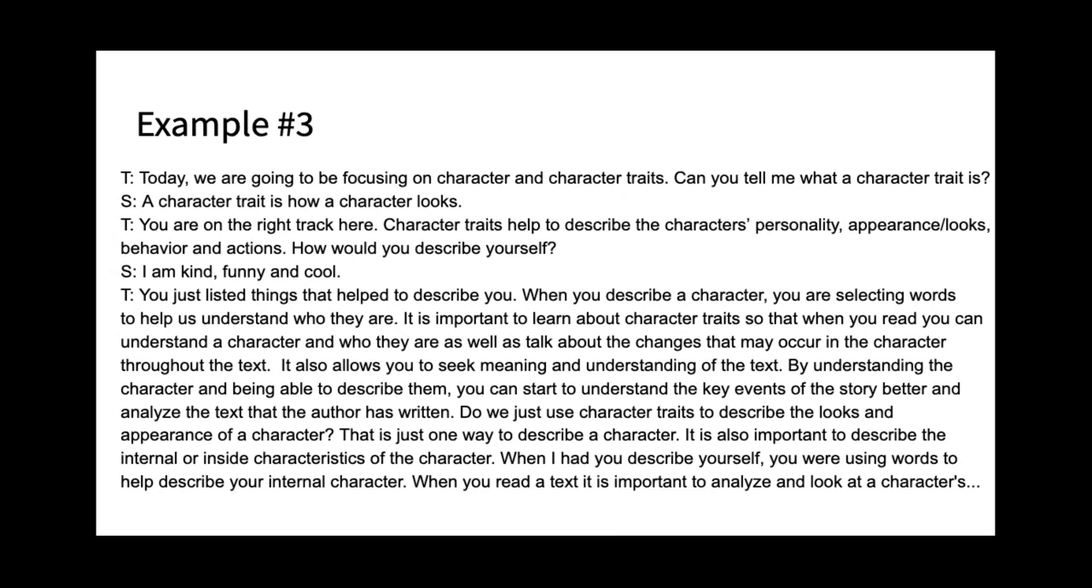And the student says, I'm kind, funny, and cool. And the teacher says, you just listed things to help describe you. When you describe a character, you're selecting words to help us understand who they are. It is important to learn about character traits so that when you read, you can understand a character and who they are, as well as talk about the changes that may occur in the character throughout the text. So in that sentence that I just read, this teacher candidate is giving them the background for why they need to have this information and how it's going to help them be a better reader.